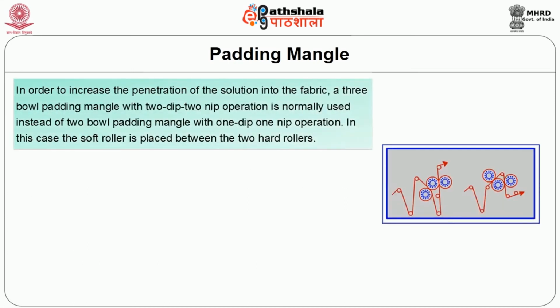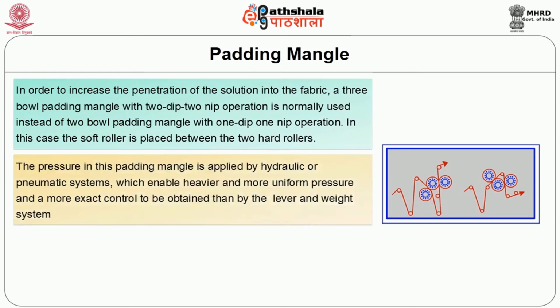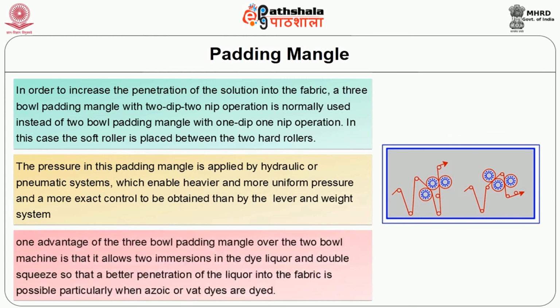In order to increase the penetration of the solution into the fabric, a 3-bowl padding mangle with 2-dip, 2-nip operation is normally used instead of a 2-bowl padding mangle with 1-dip, 1-nip operation. In this case, the soft roller is placed between the two hard rollers. The pressure in this padding mangle is applied by hydraulic or pneumatic systems, which enable heavier and more uniform pressure and a more exact control to be obtained than by the lever and weight system.